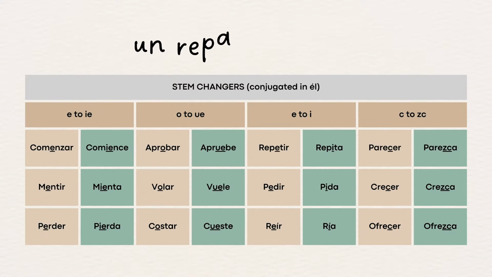And since we are focusing on irregulars, there are some stem changes that you should be aware of. So you have the E to IE, like in comenzar becomes comience. Then you have O to UE, volar becomes vuele. Then you have E to I, repetir becomes repita. And the last stem changer is C to ZC, like parecer becomes parezca.